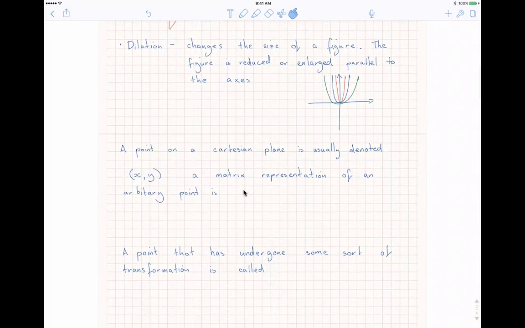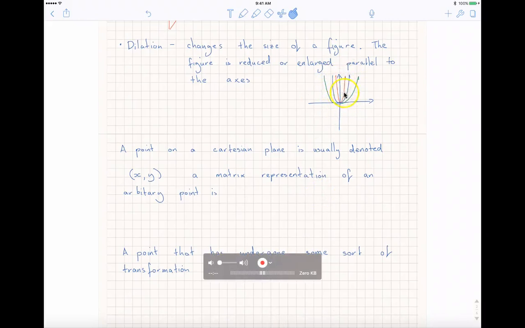Dilation changes the size of a figure. So the figure is either reduced or enlarged. We talked about it previously being either widened or made narrower. So we talked about things like this parabola. If we take the blue parabola, we can multiply it by a dilation factor so that it becomes narrower, or we can multiply it by a different dilation factor that might make it become wider.